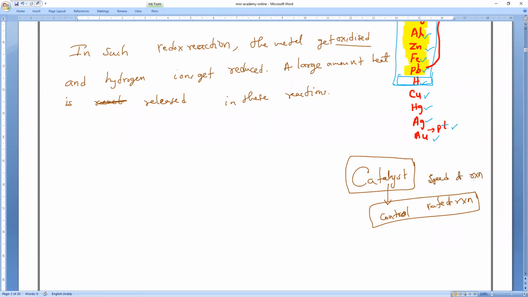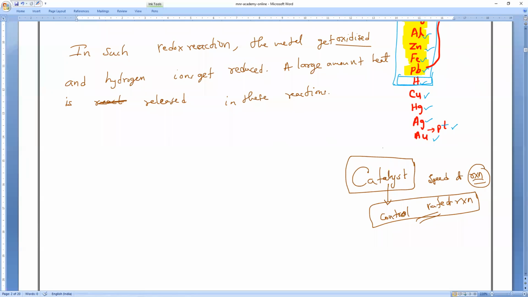Rate of reaction means speed of reaction. Rate of reaction means what? Reaction speed. Understand? So the speed of reaction will be controlled by a catalyst, if you want to reduce the speed or if you want to increase the speed.